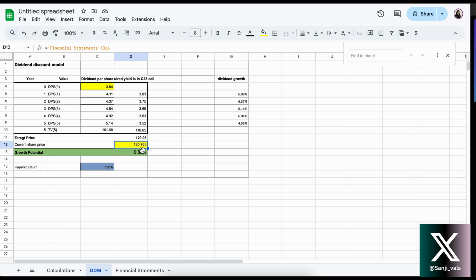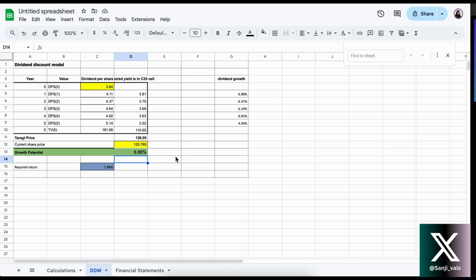120.76. And then we calculate the price difference, which is the target price minus the current share price, divided by the current share price. And we get 6.86%, which means that the Exxon company, or XOM ticker, has 6.86% growth potential based on the dividend discount model. So that's basically it, thanks very much for watching my model. Again, that's not my model, that's my calculations, but it's a well-known model.